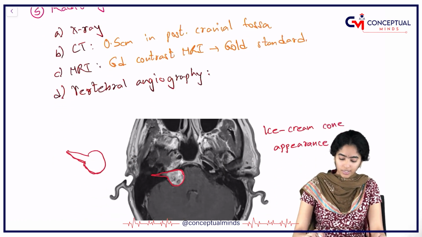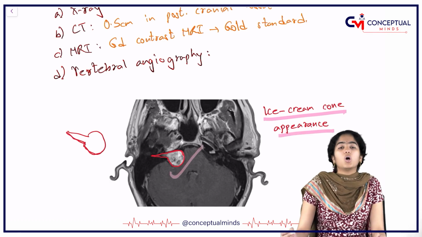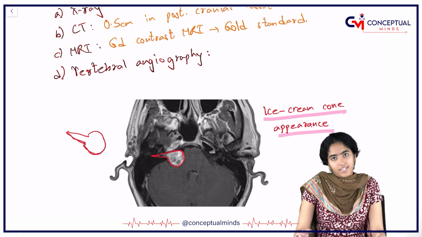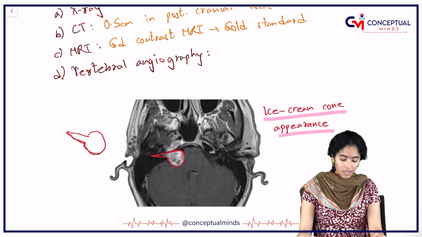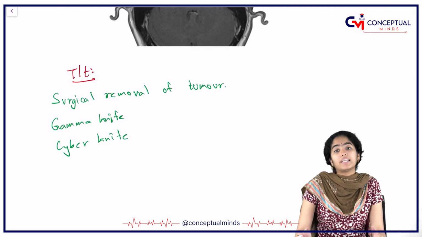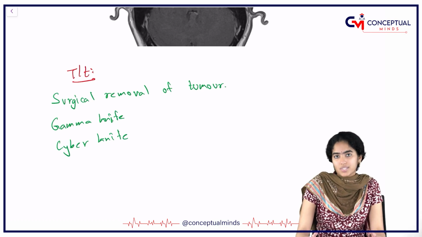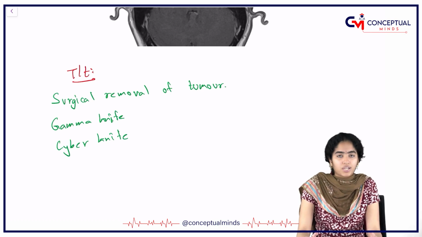What is most important is the ice cream cone appearance that is seen on MRI, which is the gold standard investigation for acoustic neuroma. Coming to the treatment, surgical removal of the tumor is the mainstay of treatment. In case surgery is not possible, you can use a gamma knife or a cyber knife to destroy the tumor cells. So this is all about acoustic neuroma.